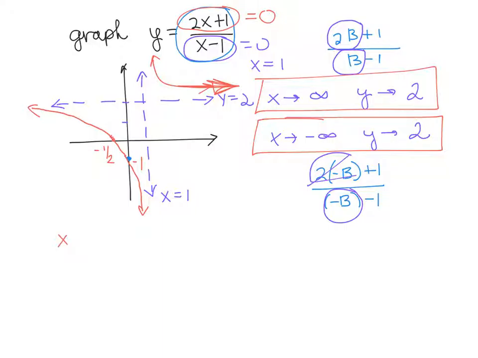As x is approaching 1 from the left, the y value is approaching negative infinity, right? As x is approaching 1 from the negative side, it's approaching negative infinity. As x is approaching 1 from the positive side, the y value is approaching positive infinity. Do you see that? As x goes to positive infinity from the right side, the value of y is going to positive infinity.